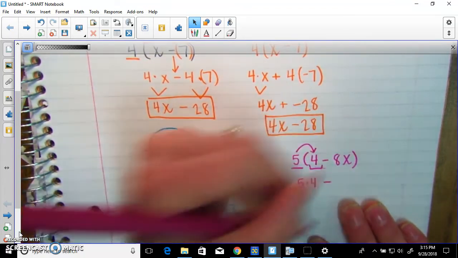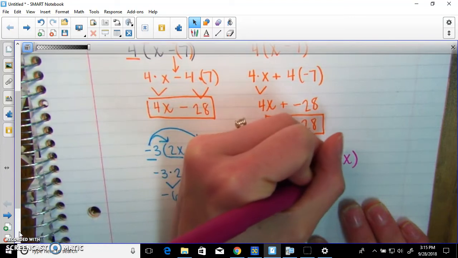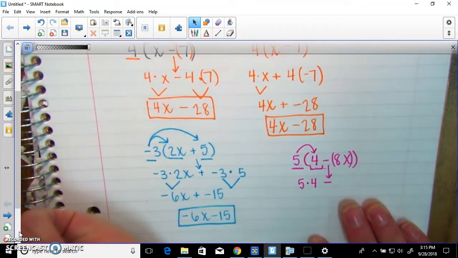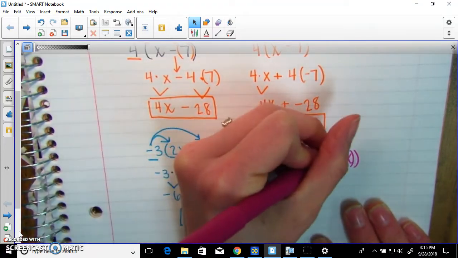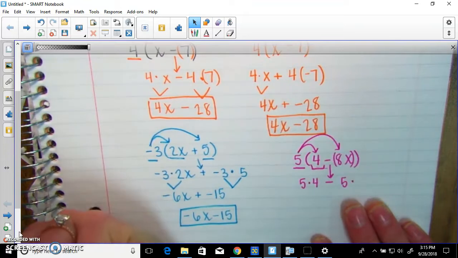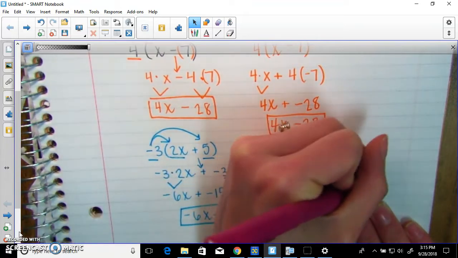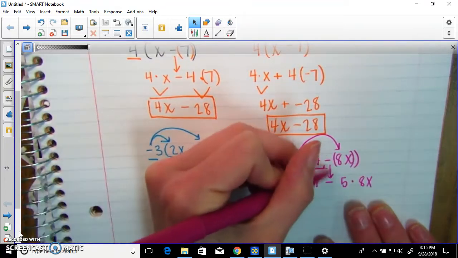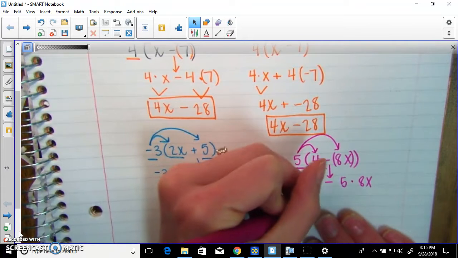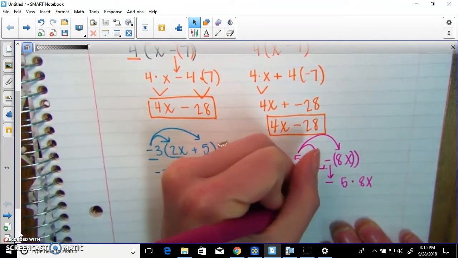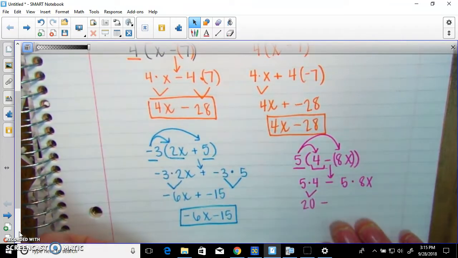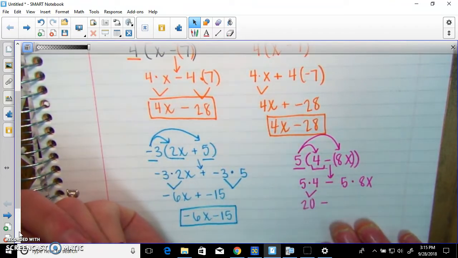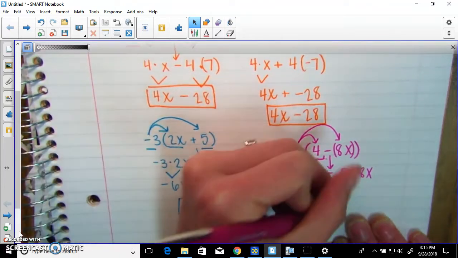Then I'm going to keep a minus here, and I'm going to treat this 8x as a positive 8x. So I'm going to say 5 times positive 8x. And that subtraction just came down. 5 times 4 will give us 20, minus 5 times 8x. 5 times 8 will give us 40x.